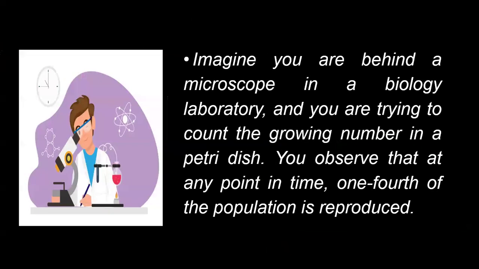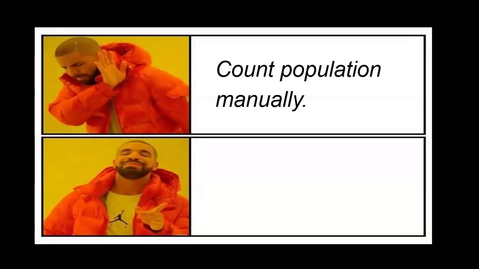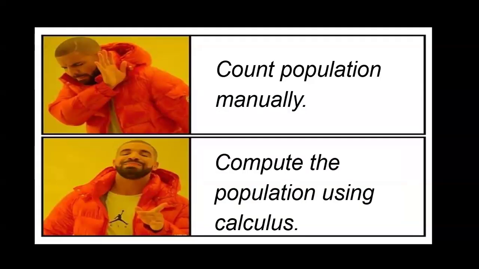So imagine you are behind a microscope in a biology laboratory and you are trying to count the growing number of bacteria in a petri dish. So you observe that at any point in time, 1/4 of the population is reproduced. So of course, it's a yes when you count the population manually, but it's more interesting if you will compute the population using calculus. So which of these two do you find is your preference in counting the total number of bacteria?